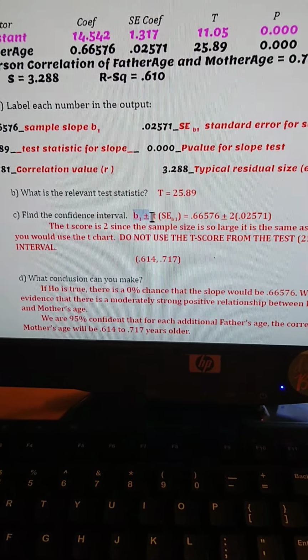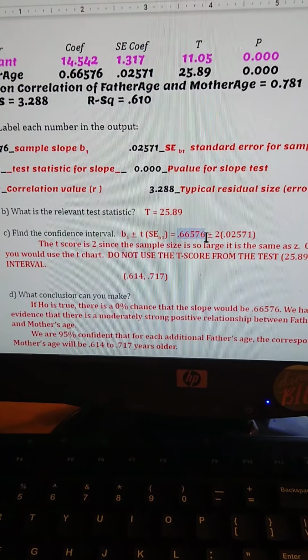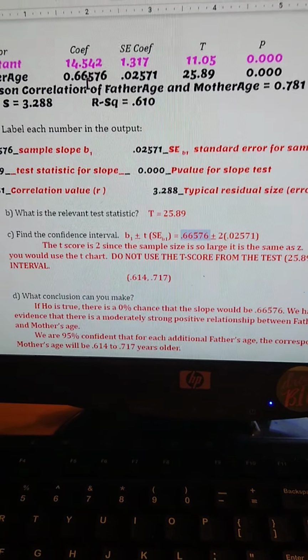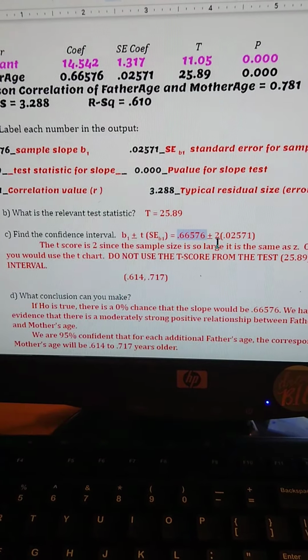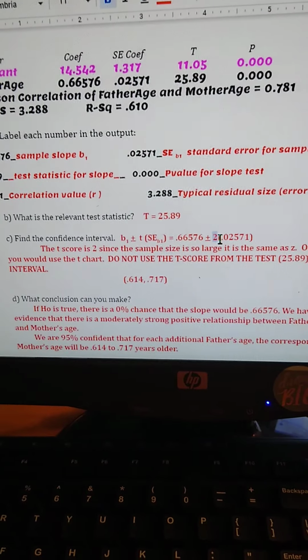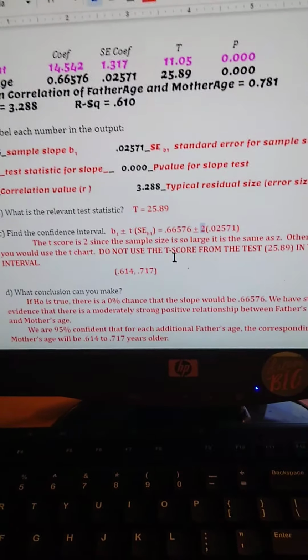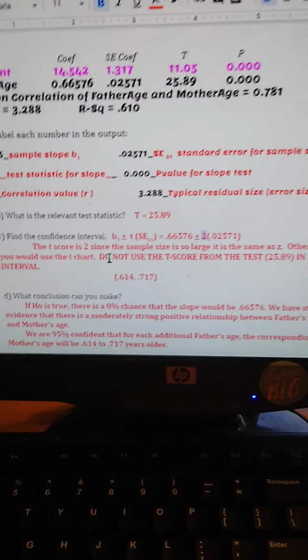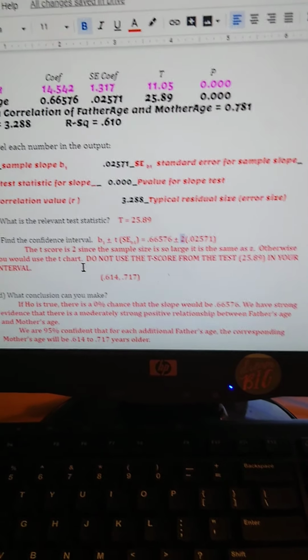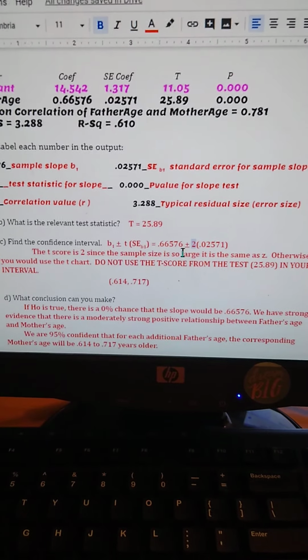So my formula, b sub 1 plus or minus t times SE sub b sub 1. So I take my sample slope from the output, 0.66576, plus or minus, and I'm going to use 2. I'm going to do a 95%. And because the sample size is so large, the t-score is going to be the same as z. It's going to be approximately 2. If it's not big enough, we're going to use the t-chart, and we'll see that in the next example.